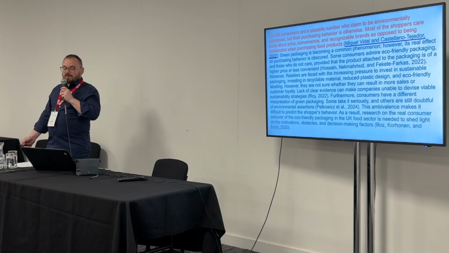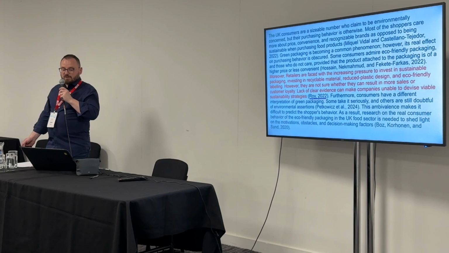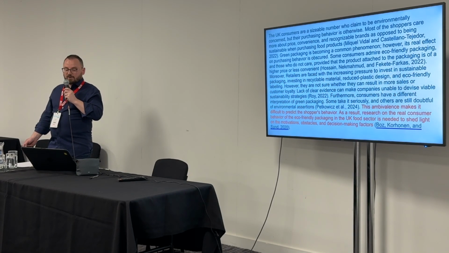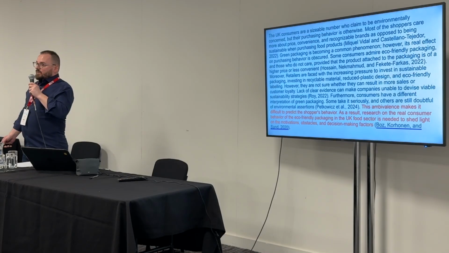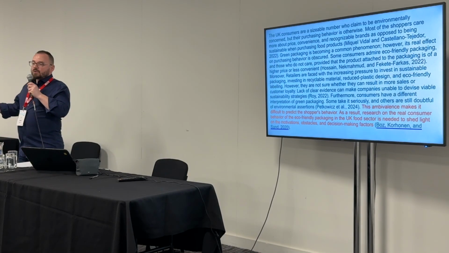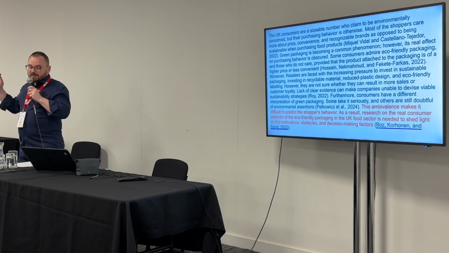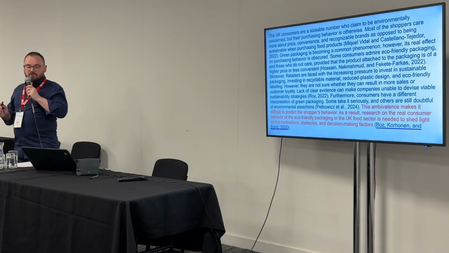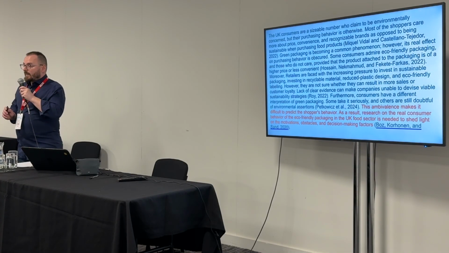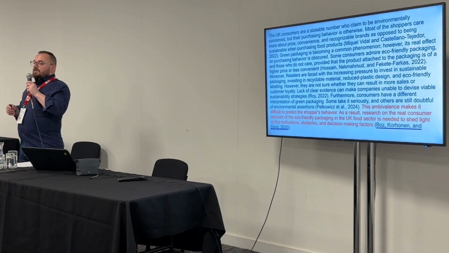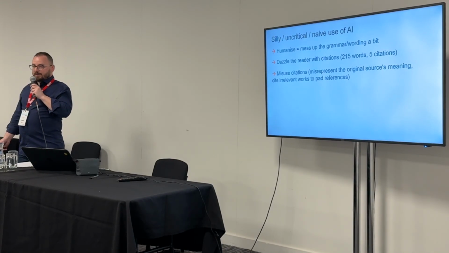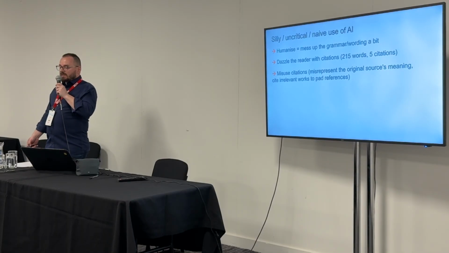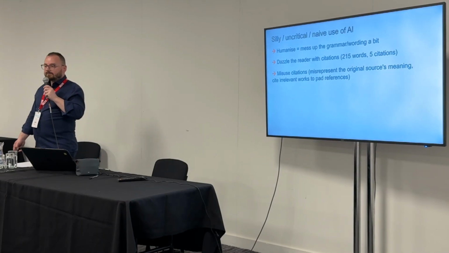And so is every single one of these sources in this paragraph. An AI can quickly find papers with the right keywords, for example, consumer behavior, green packaging, and then slap them in the text as citations, or sometimes makes them up. Then the student doesn't check those citations and just submits the paper. I want to call this the silly use of AI, without any criticality.